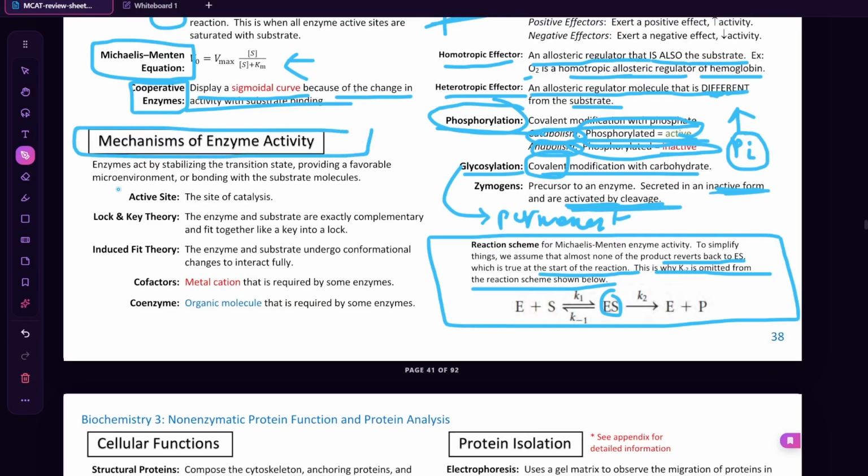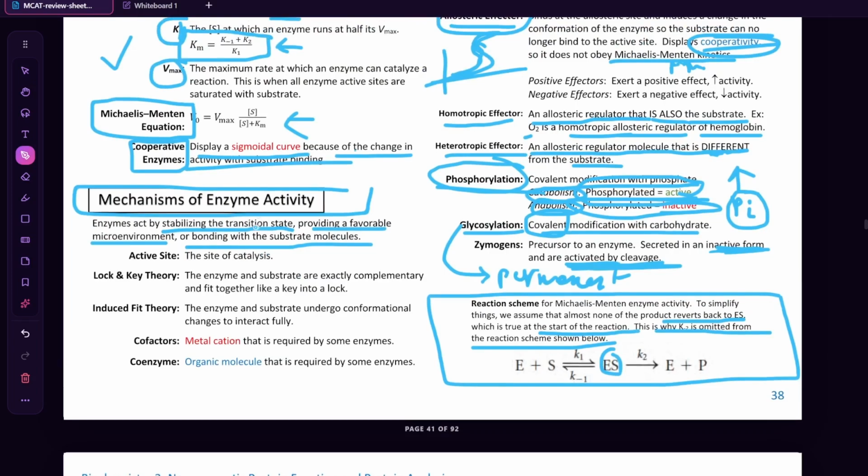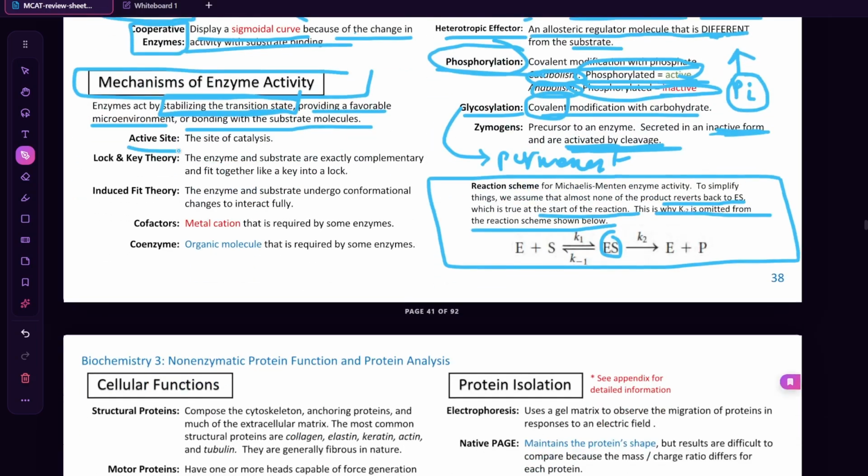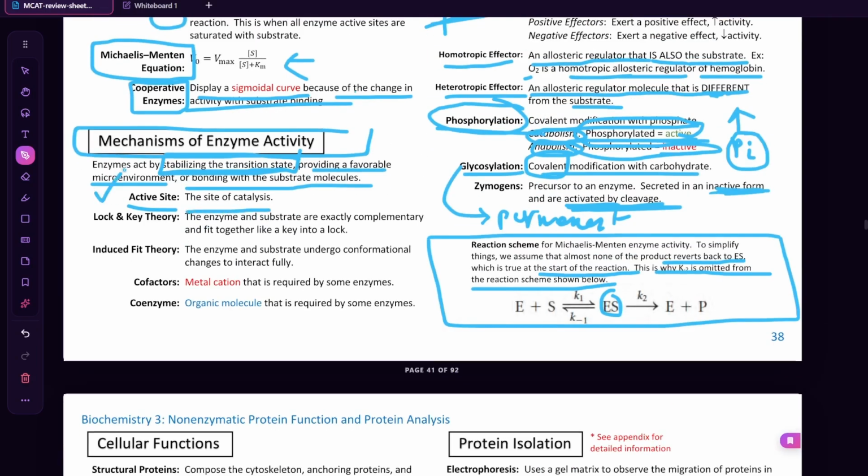Mechanisms of enzyme activity: enzymes act by stabilizing the transition state, providing a favorable microenvironment or bonding. You just have to know that it's stabilizing the transition state, and that's why enzymes help with the reaction. The active site is the site of catalysis. We already talked about the active site. Now we're going into theories about the binding between the enzyme and the substrate. So, substrate.